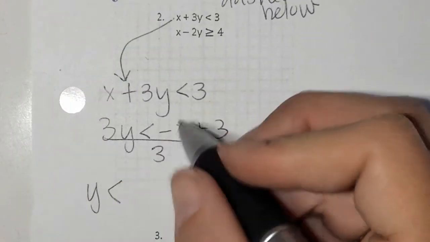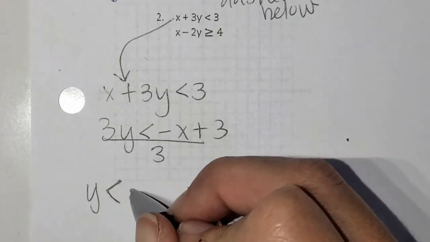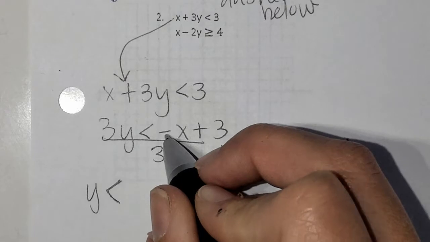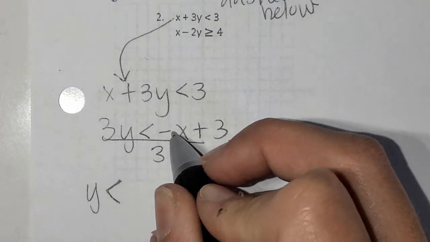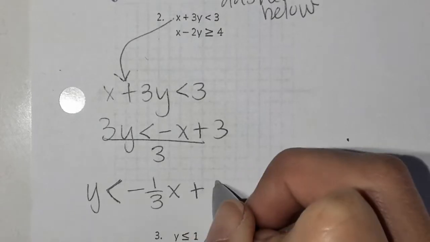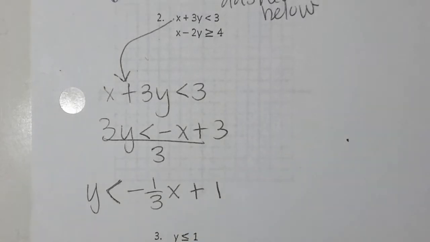Less than 1/3? Just 1/3? Plus 1. This is a what? Not 1, but negative 1. Yes. Plus what? 1. Good. Questions about that part?